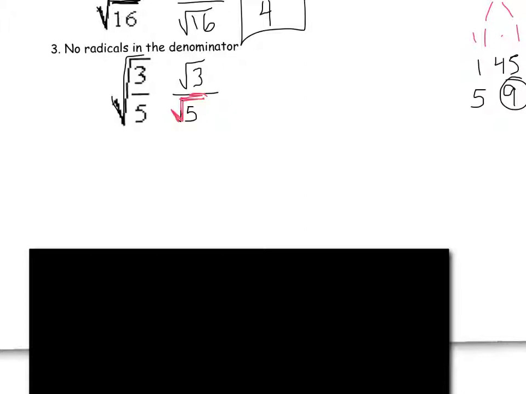So you need to think about what a square root is. A square root is the opposite of squared. So the only way to get rid of that square root is to square it. And if you square something, it's multiplying by itself.